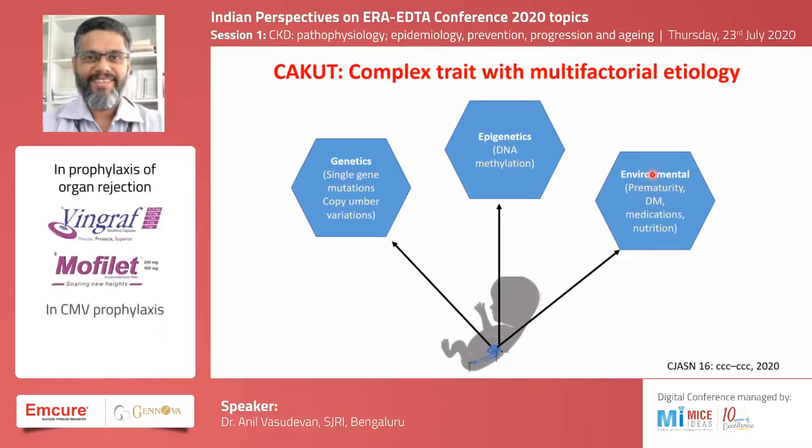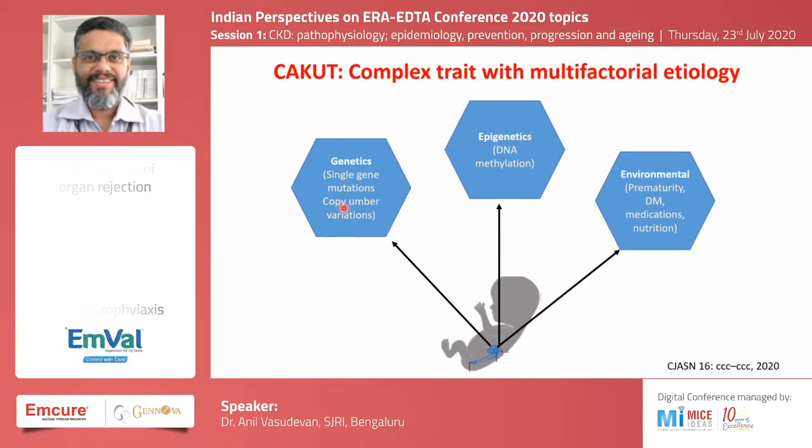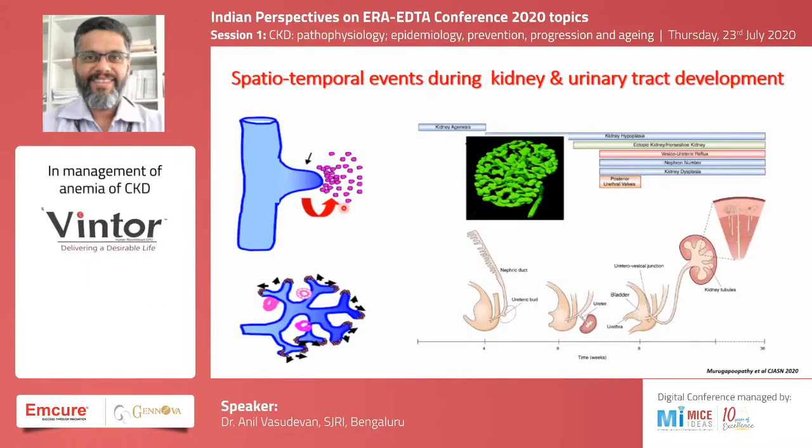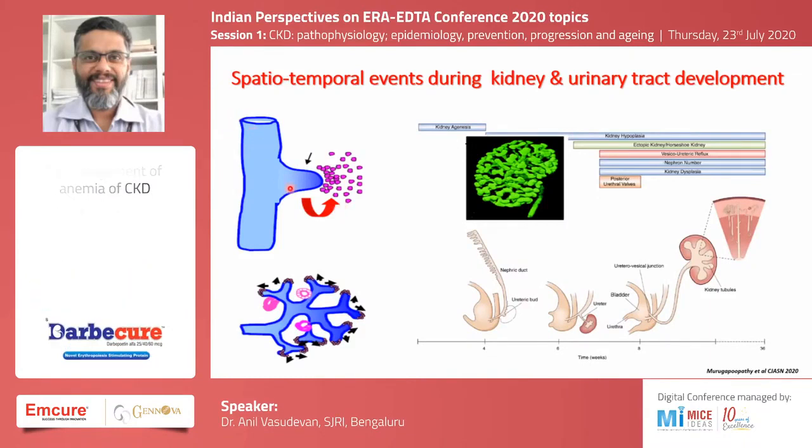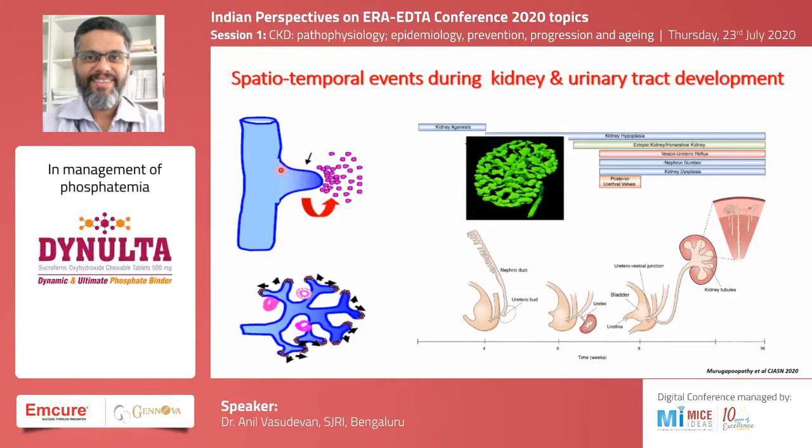But now I'm going to focus solely on the genetics of CAKUT. Before I go into this genetics, it's important to understand through the embryology why the genetics is very complex. There are two key events happening, from the two key players, that is the ureteric bud and the metanephric mesenchyme.